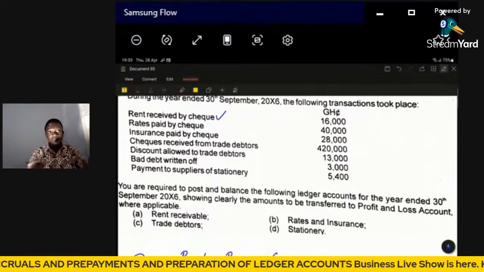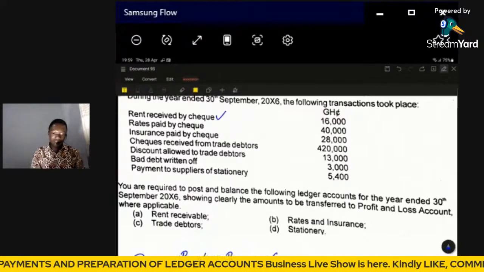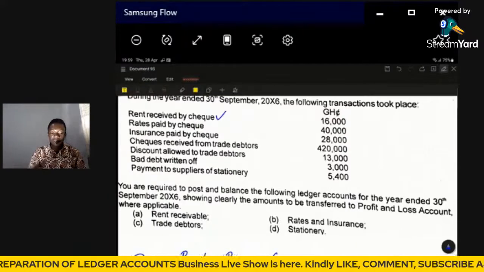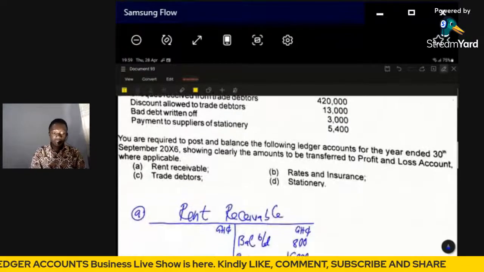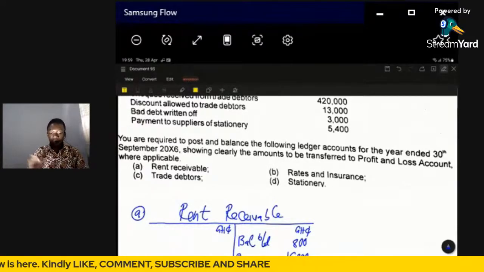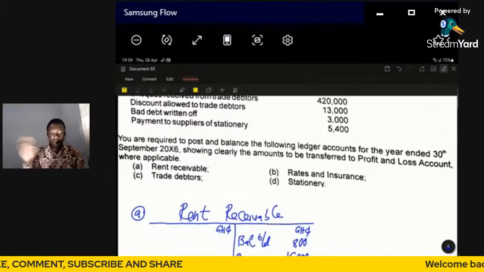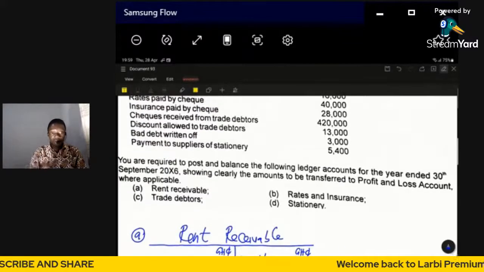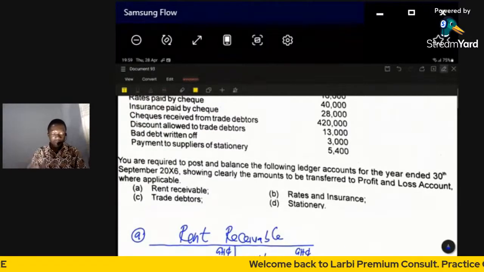But here we are interested in how this transaction is going to be affected: that of the rent receivable, that's done for the tenant, and that of Padisco's bank account. In that case, that's why we are actually interested. So we are not opening any account for the bank. So we are just interested in recording.